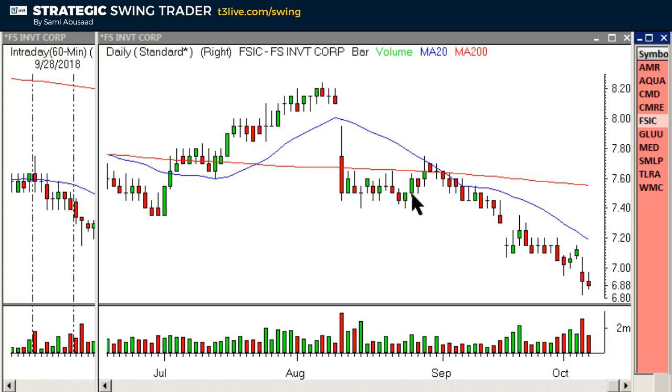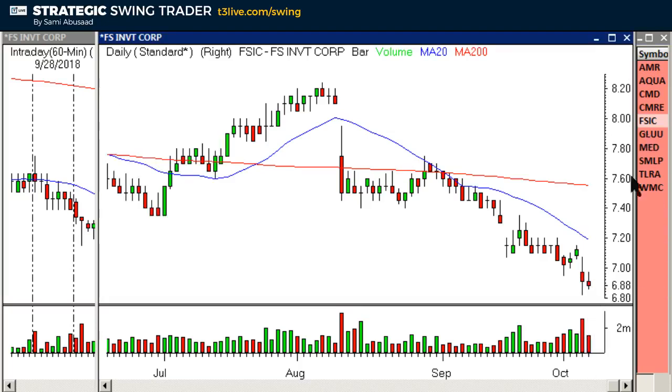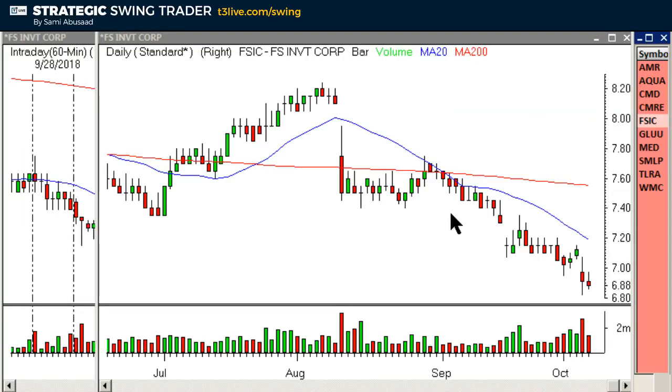FSIC gaps a little too gappy for me, and then after the open, it usually doesn't go anywhere. Narrow range bars, but it does have a 1, 2, 3 setup, so it looks lower for sure. It's just not my favorite type of trading action, right? It doesn't move very much, not a lot of momentum.